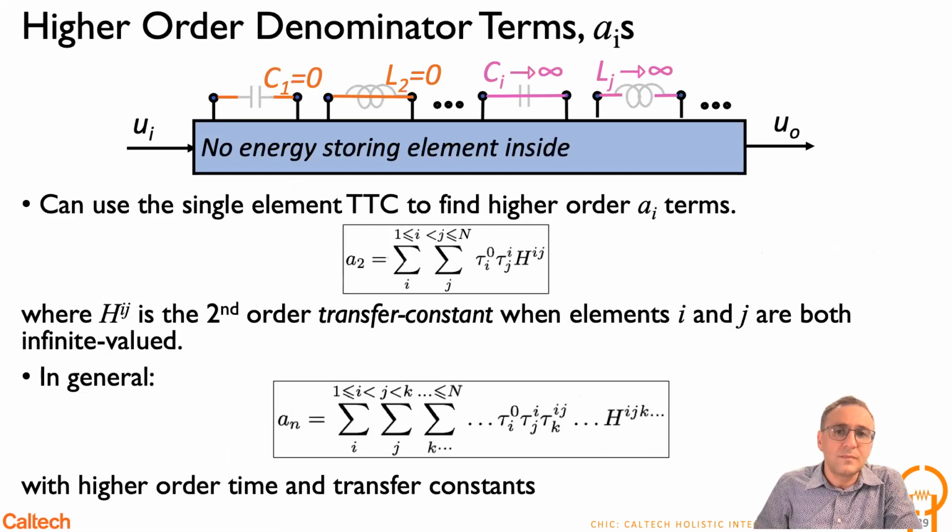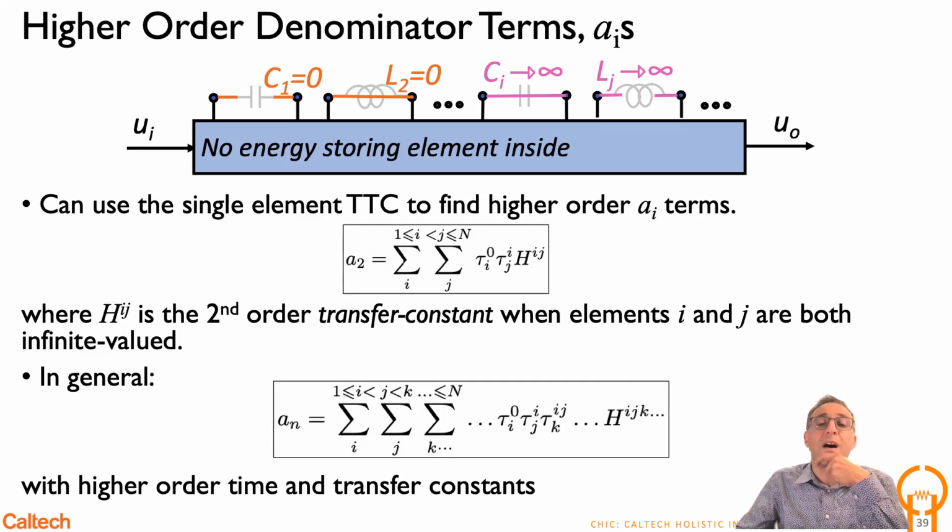So now let's go to the higher order terms of the numerator, sorry, the title should say numerator, not denominator. That's actually a typo. So we are talking about the higher order numerator terms, a_i. It's a very similar expression to B2, for example. For B2, we had tau i0 tau ji. But now each one of them gets multiplied by Hij, which is a second order transfer constant, and the way it's calculated is shown in an example here.